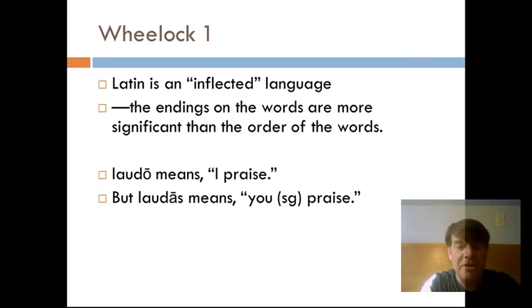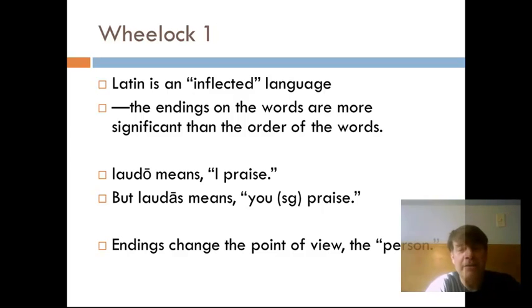Same thing with laudas. That long AS at the end means that the subject is a you. Laudas should be translated as you praise. And not just any you. Not just, am I speaking to one you, or am I talking about a lot of people that are you, y'all? It's one you. That long AS ending means that it's a singular you. Second person singular is what we say. And that's later in the video. You singular, one you praises, you praise.